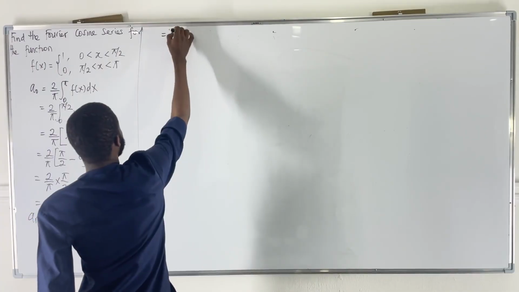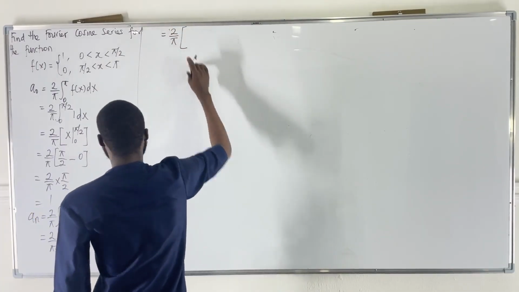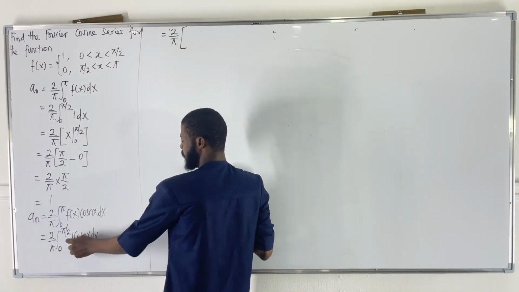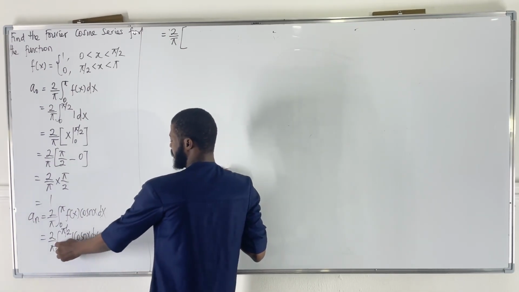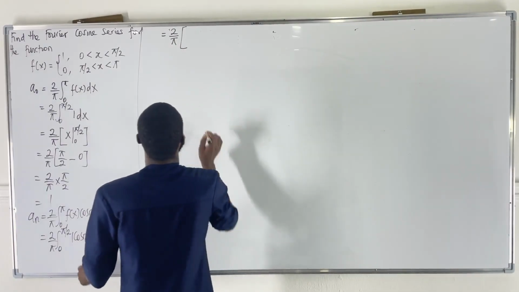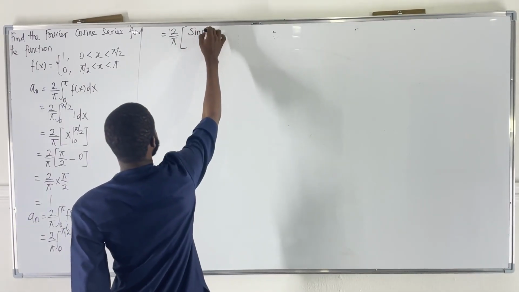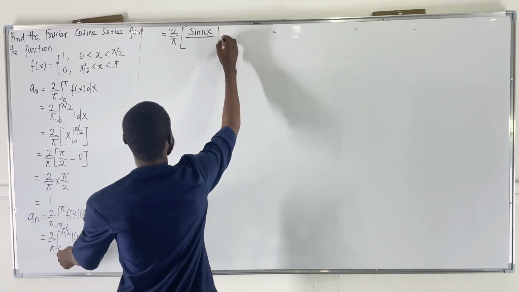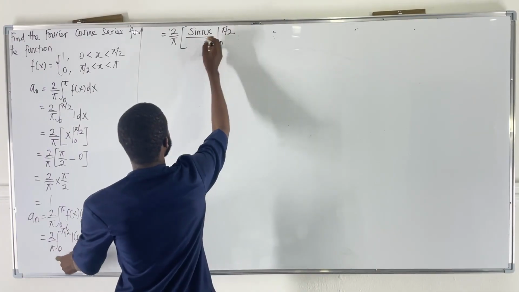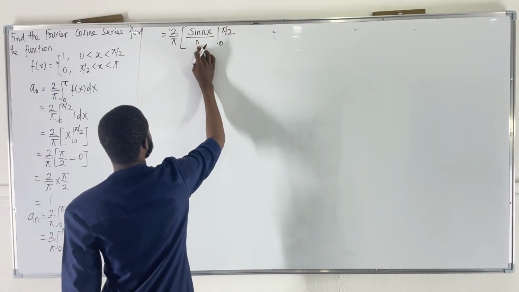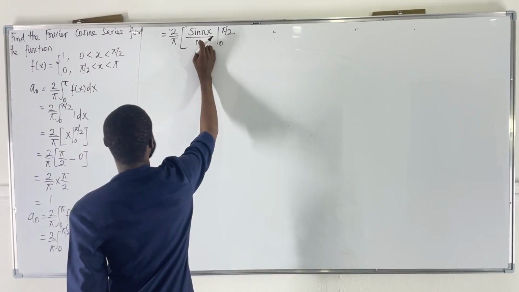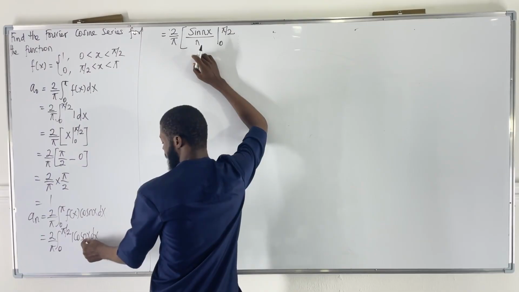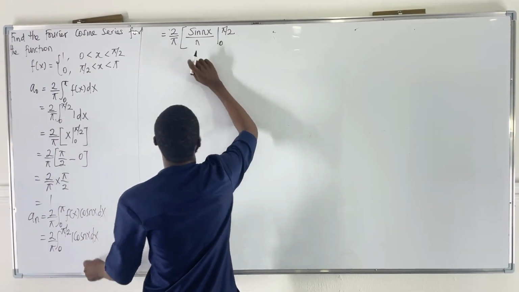Then this will be 2 over pi. Now, 1 times anything is that same thing, so if you integrate cosine, the integral of cos is sine. So this will be sine nx, with the limit 0 to pi over 2. But do not forget that you have to divide by n. So this is sine nx over n. The n is coming from the derivative of nx. If you differentiate nx, you will get n, so you need to divide by that very n.